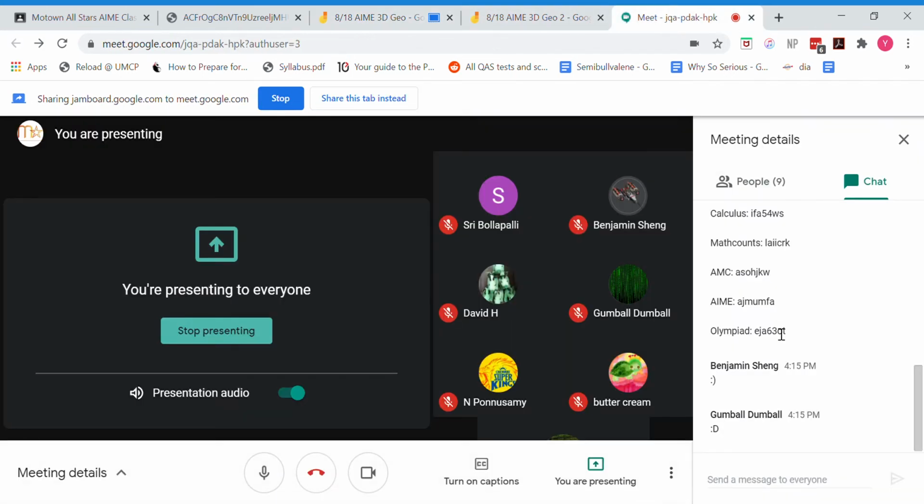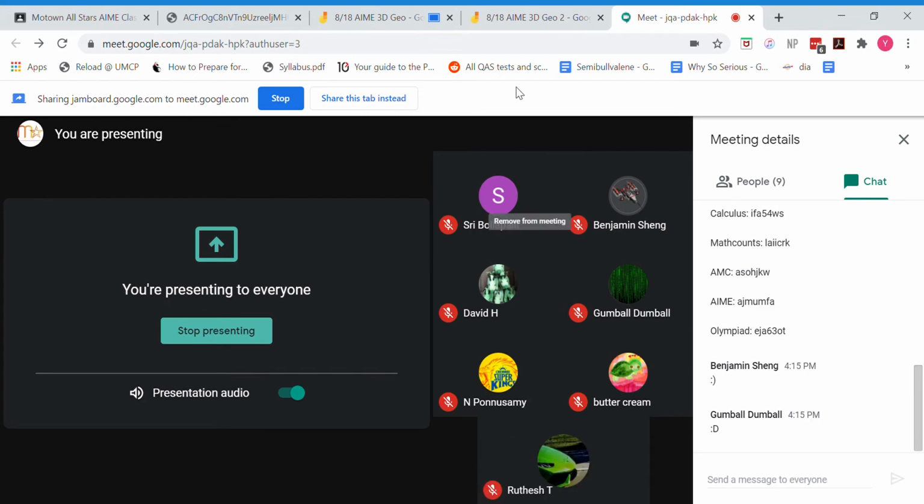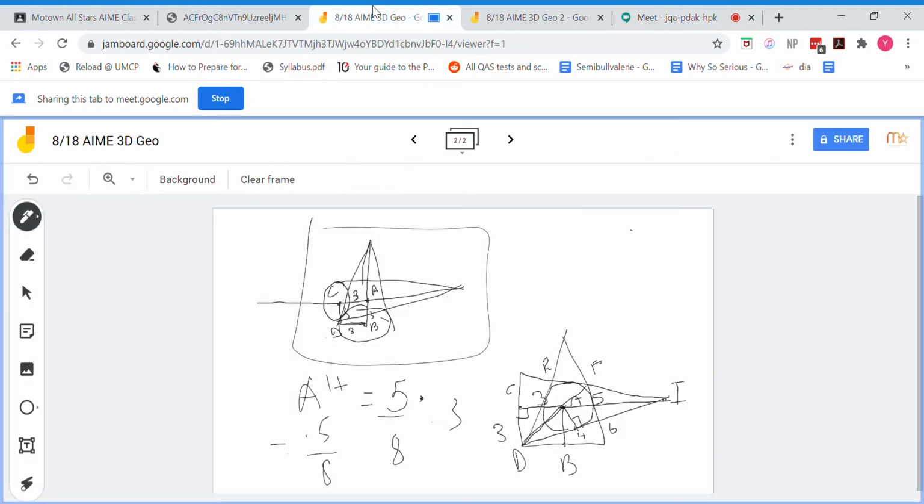Right, any questions on that? So the main idea behind these kinds of problems is obviously to figure out how to convert the 2D picture into a 3D picture, right?